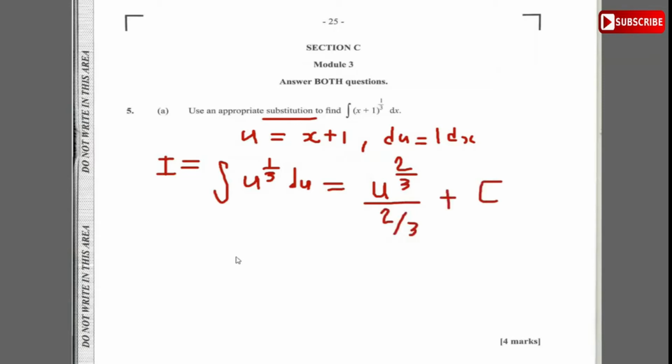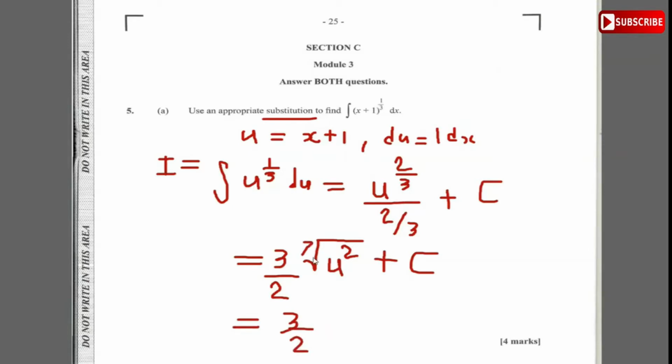The 1 divided by 2/3, you can write that as 3/2. This is now 3/2, and we're going to have u squared cube rooted plus c. But remember, what was u? u was x plus 1. And so you don't finish there. You need to write that the integral I works out to be 3/2 times the cube root of u squared, which is going to be (x plus 1) all squared, plus c.